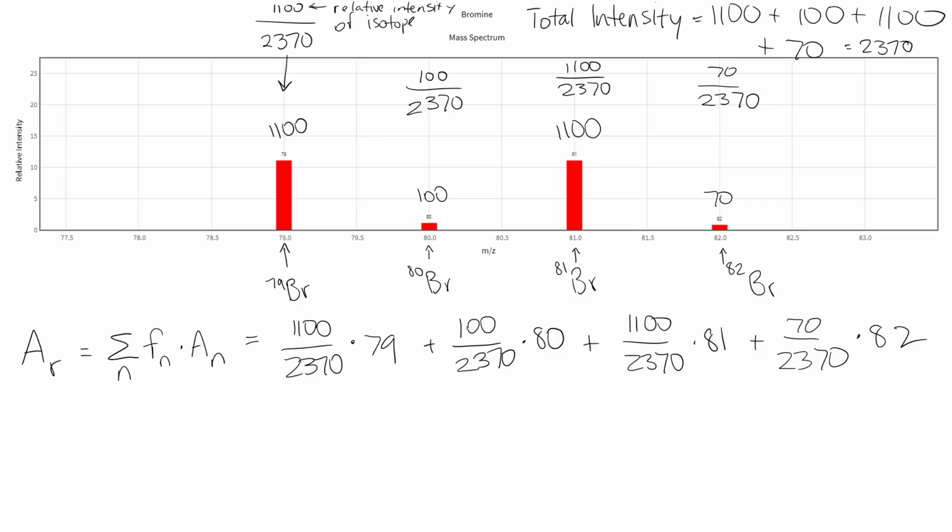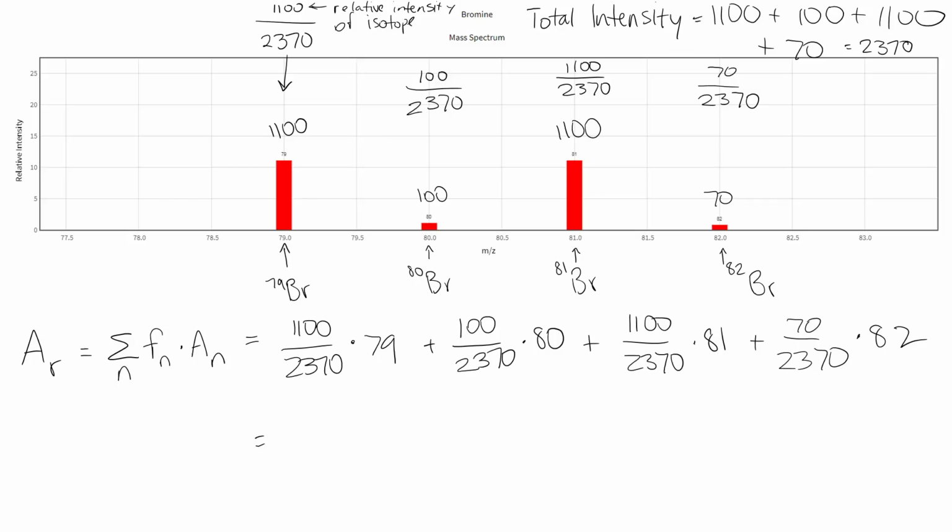Now we just have to do a little bit of math, so I'm going to pull out my calculator and quickly do this. We have 1100 divided by 2370 times 79, plus 100 divided by 2370 times 80, plus 1100 divided by 2370 times 81, plus 70 divided by 2370 times 82.